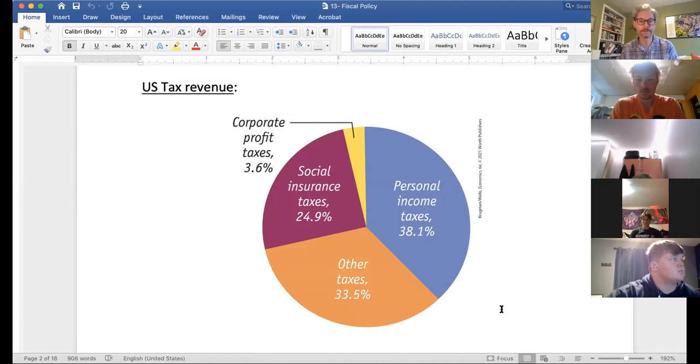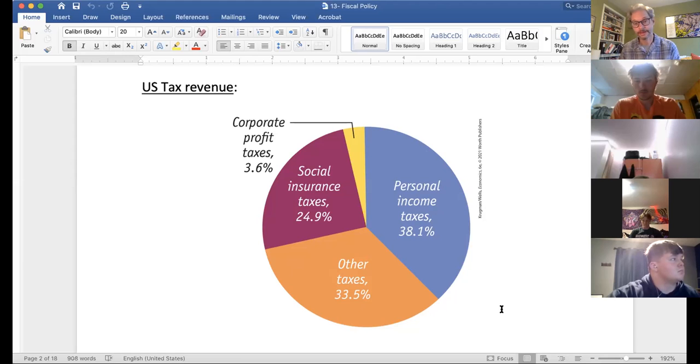So how does the federal government collect its revenue? For the most part, you'll see that we collect revenue through income taxes, either the personal income tax or social insurance taxes, which is basically your Social Security tax, another form of an income tax. So both social insurance taxes and personal income taxes are income taxes, and the vast majority of tax revenue in the US is collected through income taxes. There are corporate profit taxes, which are taxes imposed on corporations.